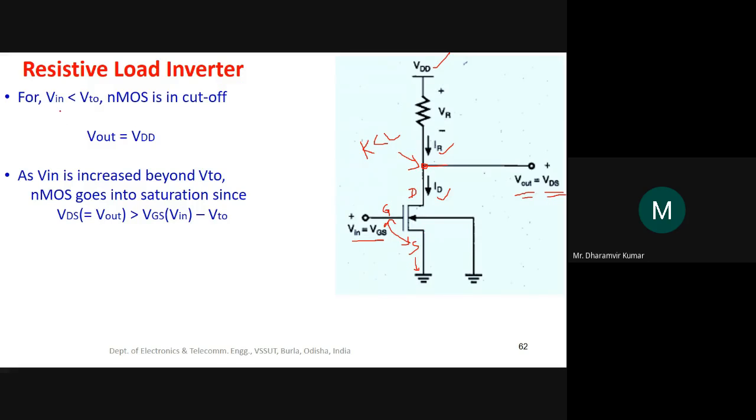We know that the device can be in three modes of operation: cutoff, saturation, or linear. When the input voltage is smaller than its threshold voltage, then the device would be in cutoff.